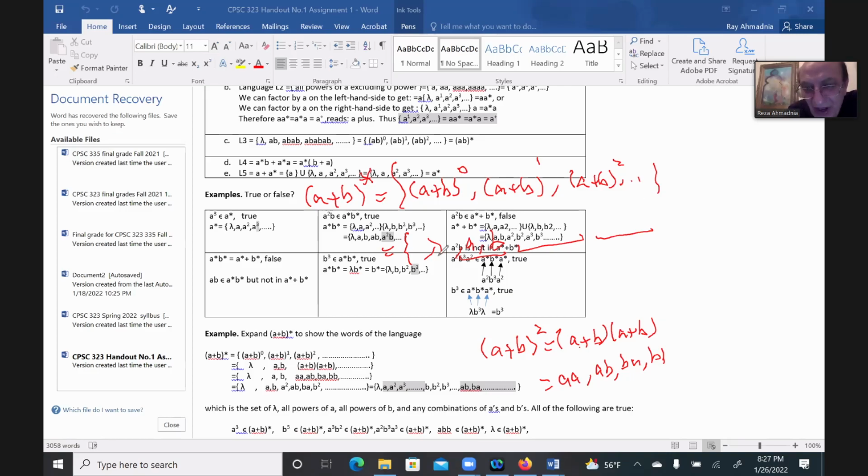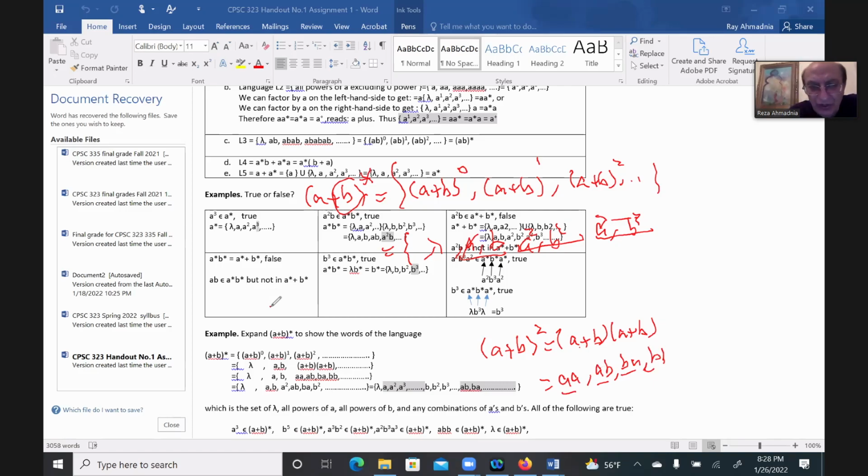It means I have all powers of A, I have all powers of B, and I have all combinations of A's and B's. This is the largest language we created so far. This language has words that are powers of A: A, A squared, A cubed, and so on. Powers of B: B, B squared, B cubed, and so on. And also all the combinations of A's and B's.